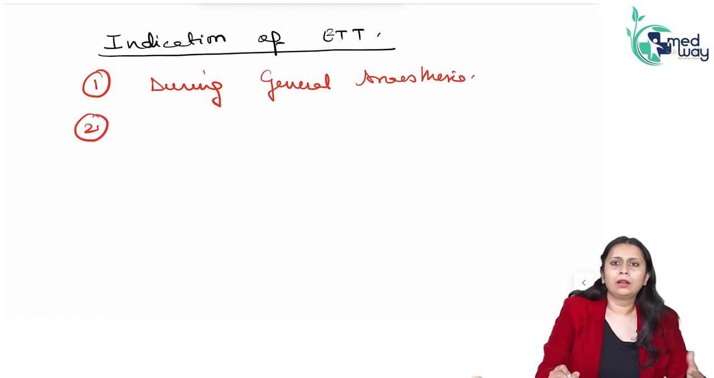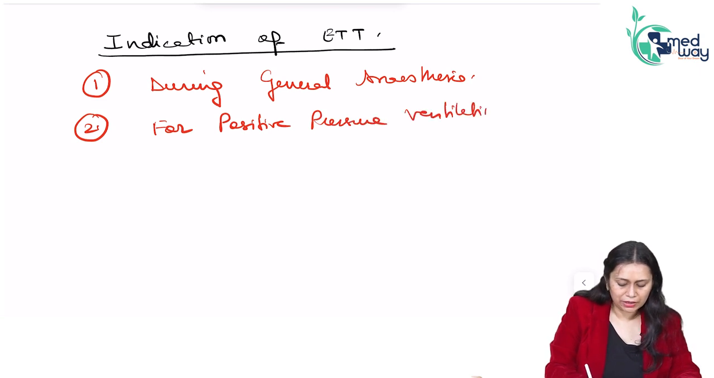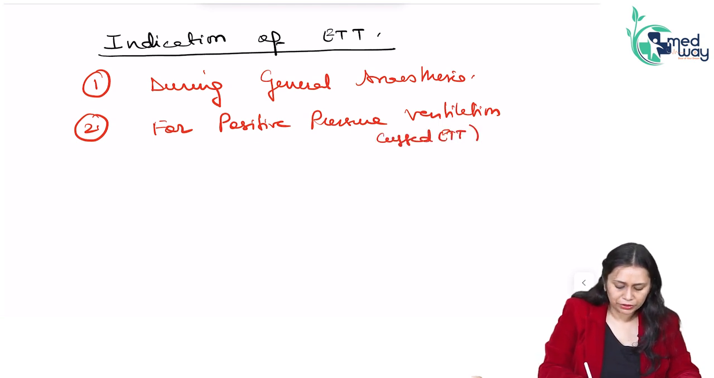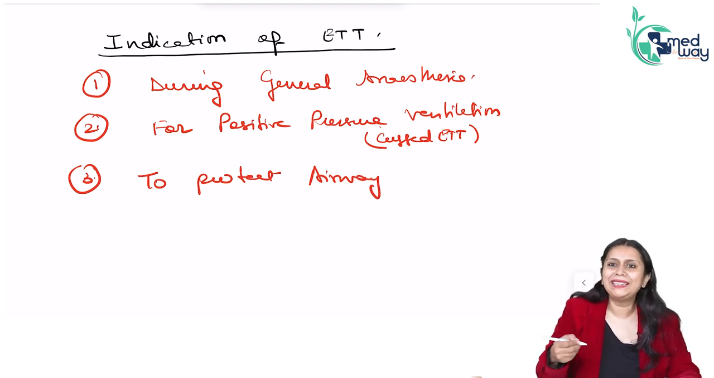Then next is for positive pressure ventilation when the airway of the patient is compromised. For positive pressure ventilation, any reason the patient is unable to maintain his oxygenation, ventilation, we put the patient on a ventilator by putting the tube. We always have to put a cuffed ET tube for positive pressure ventilation to create a seal. Then to protect the airway from aspiration. So the patient can breathe but does not have the ability to protect the airway.